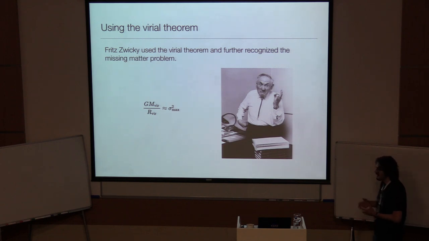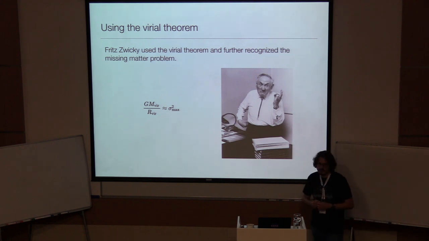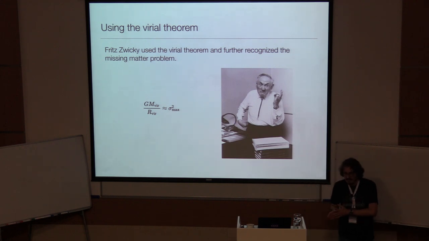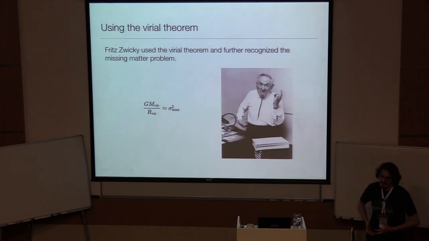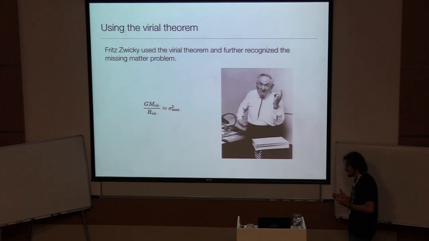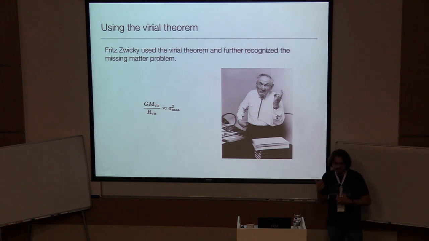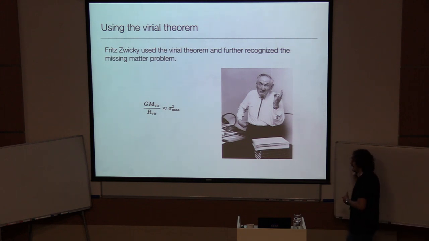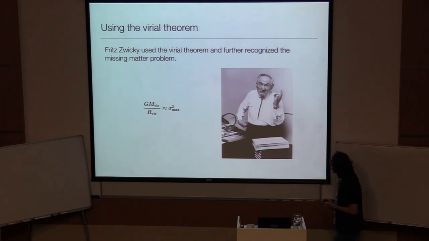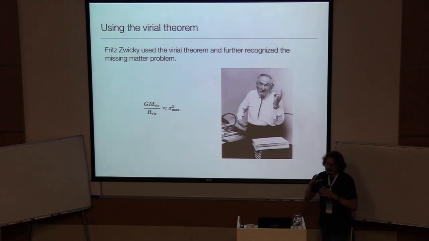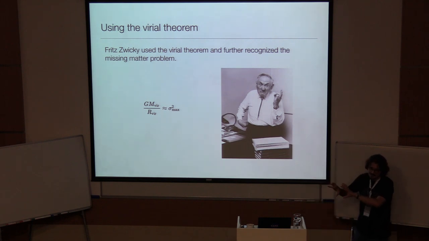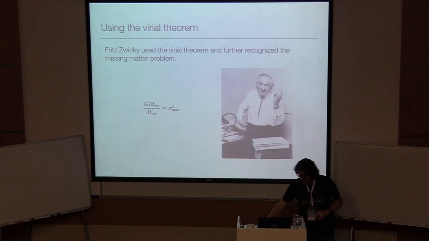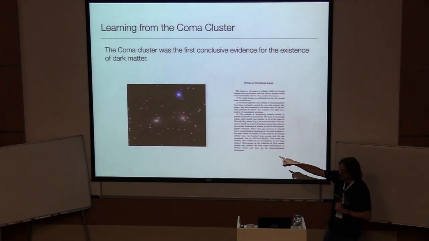So you have to rely on some statistical method to come up with a relation between the kinetic energy and the potential energy, and the Virial theorem is just that. It simply says that if you have a bunch of particles, then the average kinetic energy is half the average potential energy in the system. So using this, Fritz Zwicky, who's in the picture making a funny sign, used the Virial theorem to say, okay, here's some cluster of galaxies, and that cluster is going to be shown in the next slide. That's the Coma cluster.